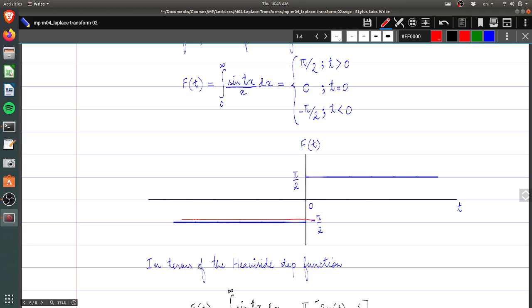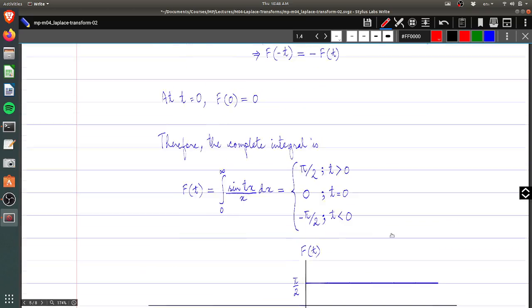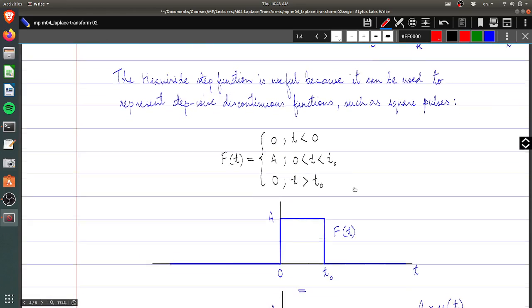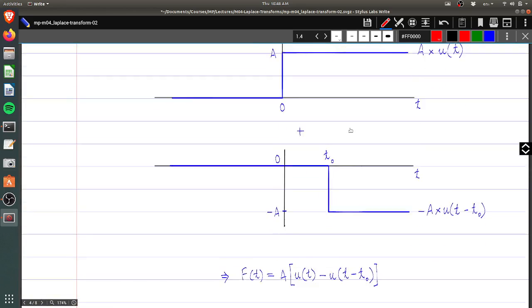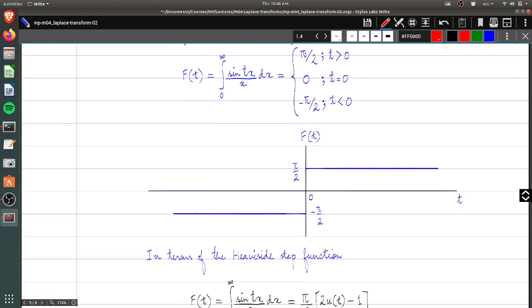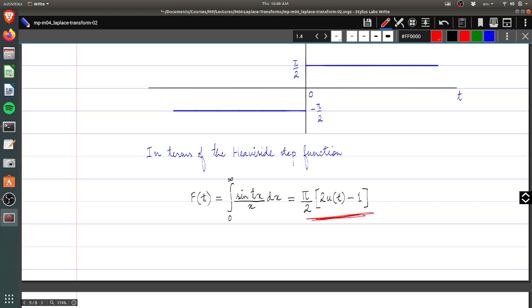Now the moment there is a step discontinuity like this, what immediately comes to our mind is the Heaviside step function. I'll leave it to you to verify that this function can be written in terms of the Heaviside step function like this. I'll give you a hint. It is in the same way as we wrote the square pulse as the sum of two Heaviside step functions. Similarly here, you can express this entire function with discontinuities in terms of Heaviside step functions. I'll leave it to you to verify this for yourself.